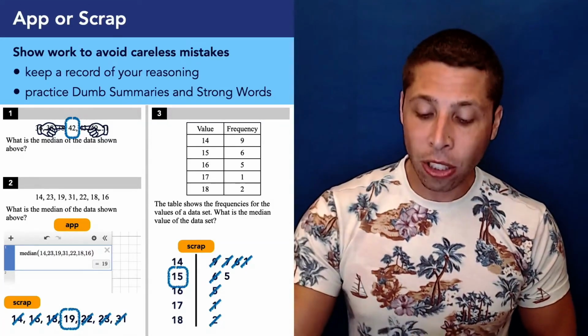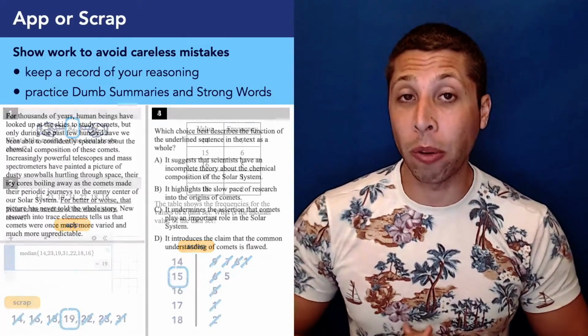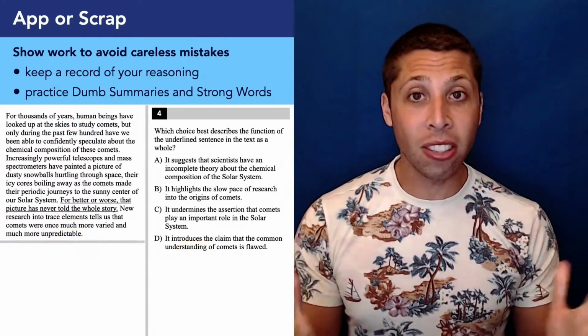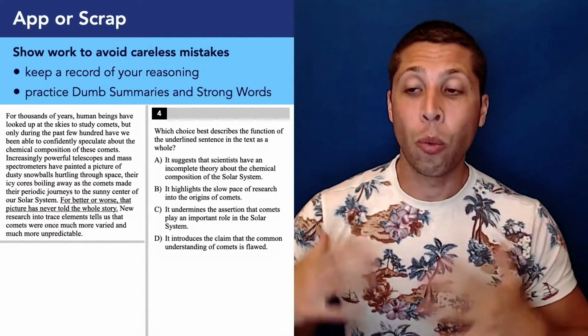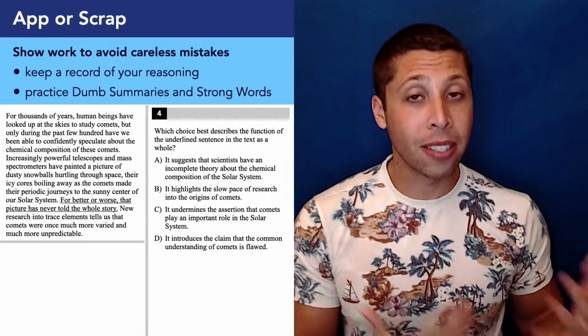But let's talk about reading, where we don't think of showing work as that important, but it's just the same as in math. If we show work, we are less likely to make a careless mistake.